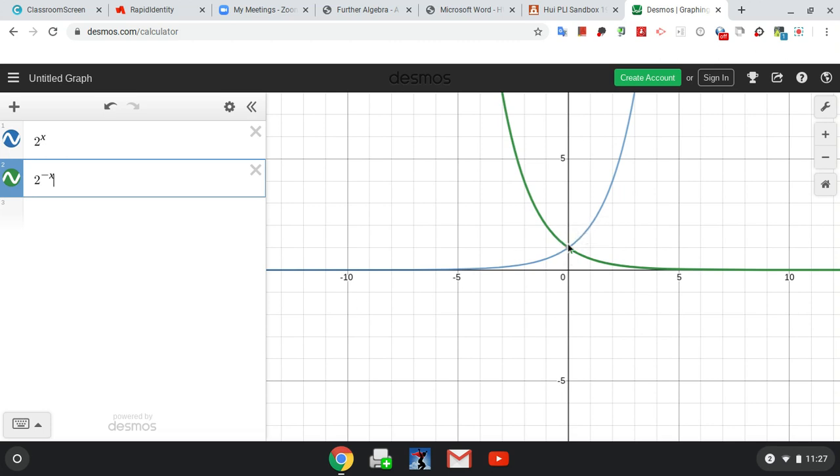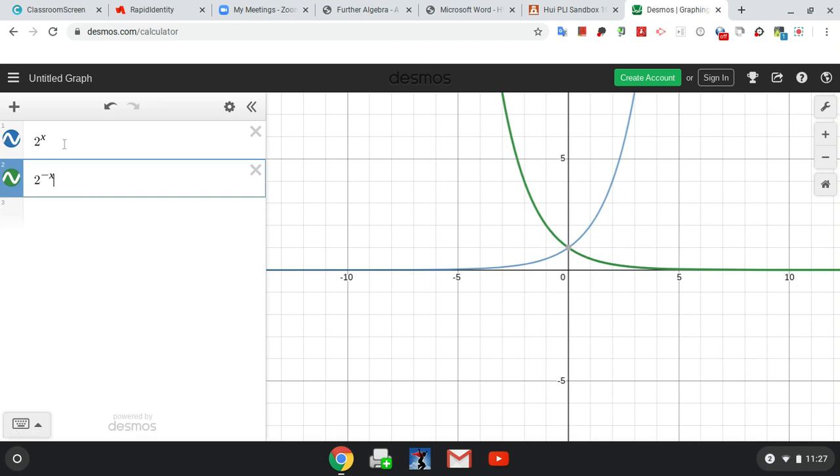And this is a point that I'm going to use as a reference as I start doing my translations a little bit later on. The other point to point out is that both of these approach 0. So we have a horizontal asymptote happening here at y equals 0.